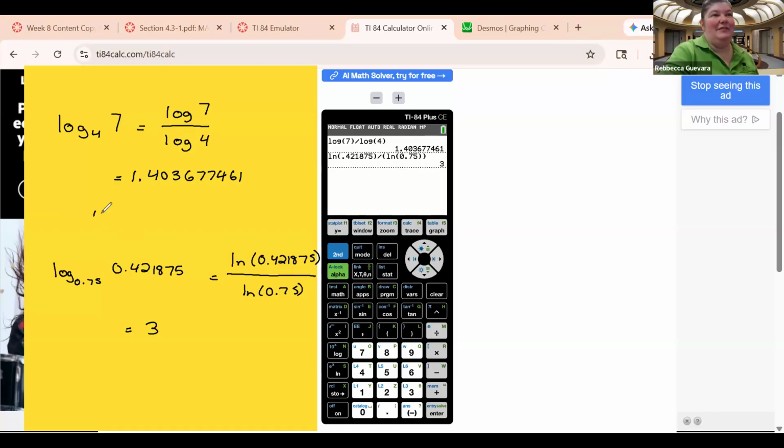So remember, this means that if I take 4 and put the power of 1.403677461 on it, I should get 7 back. And this is telling me that if I take 0.75 and raise it to the power of 3, I should get 0.421875.